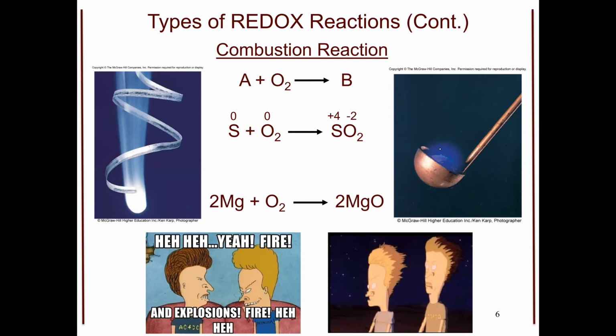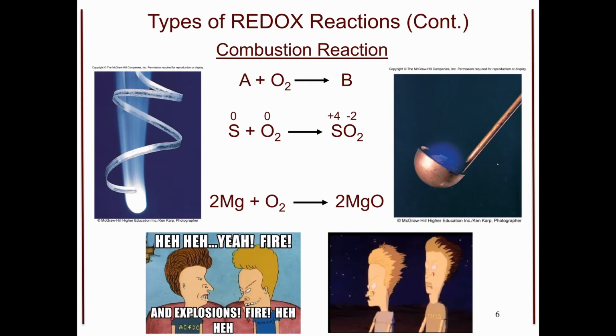Another combustion reaction that you saw is the one that we started today's lecture with. Our magnesium mixing with oxygen goes and forms magnesium oxide. When we actually do this in a laboratory setting by igniting magnesium metal, you produce a brilliant, bright white flame.